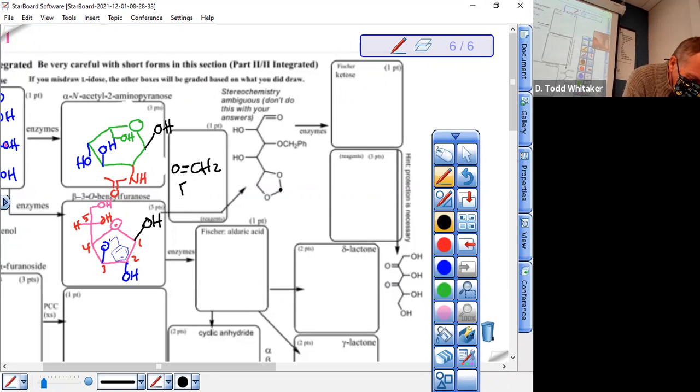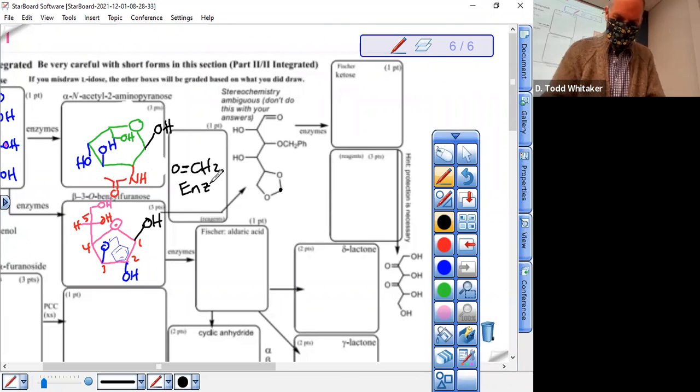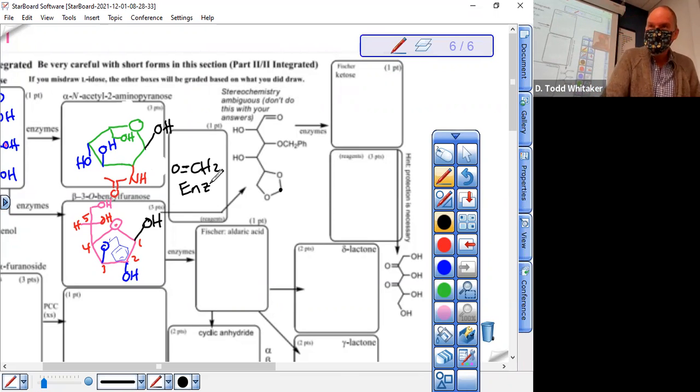Oh, yeah, let's do that. There you go. Need some kind of catalyst, right? If you write sulfuric acid, I don't mind. Toluene sulfonic acid, don't mind.